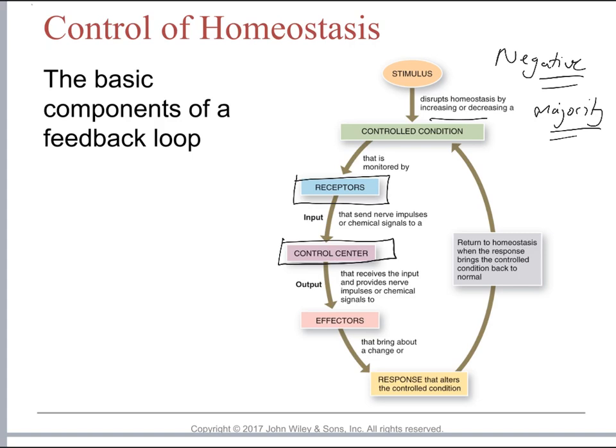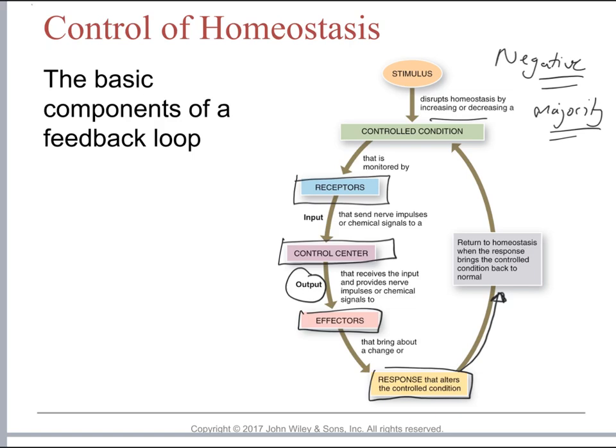That control center is going to receive the input and provide nerve impulses or chemical signals to effectors as output. Those effectors will elicit a response. That change is going to alter the controlled condition. This is our response. That brings us back to homeostasis when we get back into our normal aligned condition.